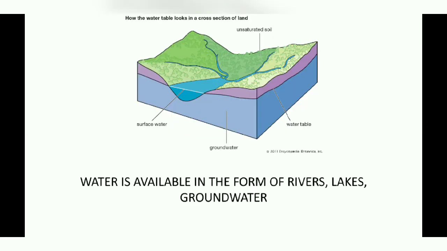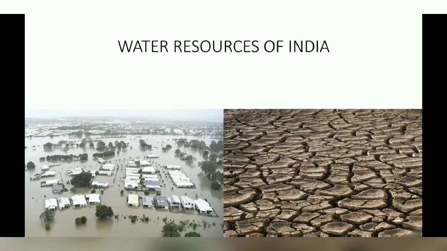Water is available in the form of rivers, lakes, as well as groundwater. So the waters that we can use are groundwater, river water, and lake water. Next, water resources of India.